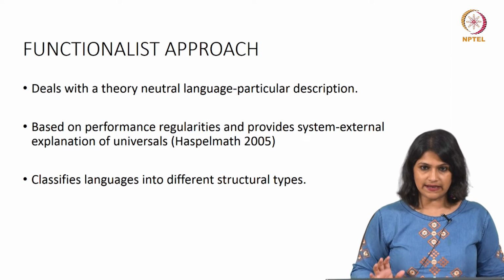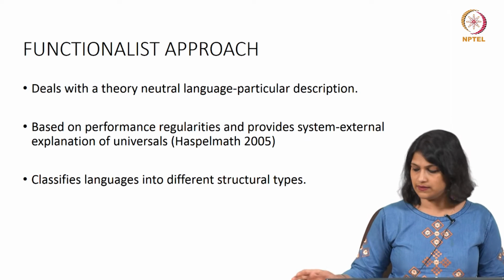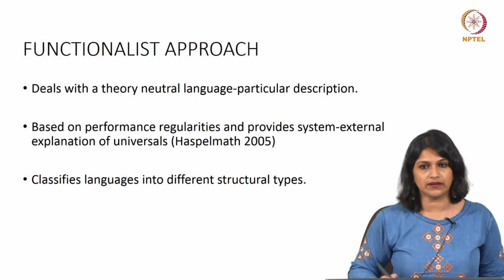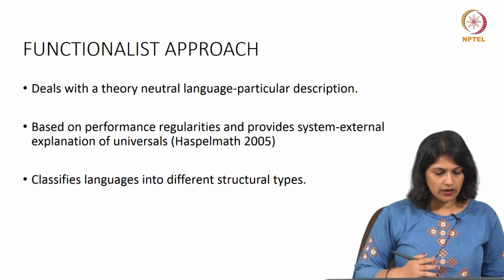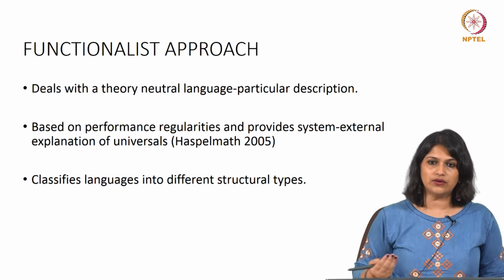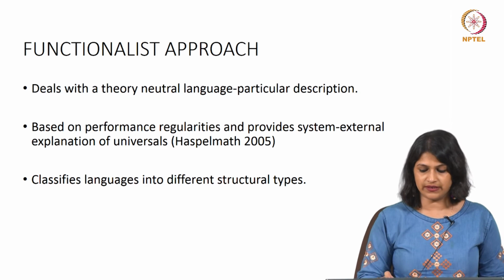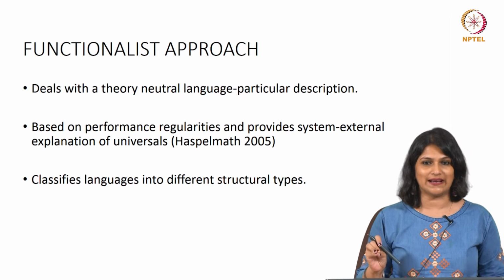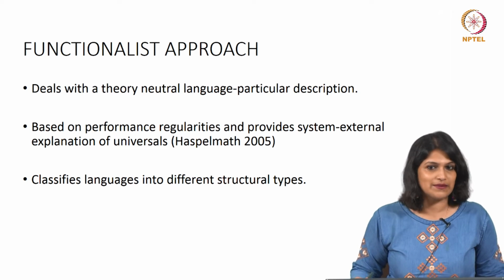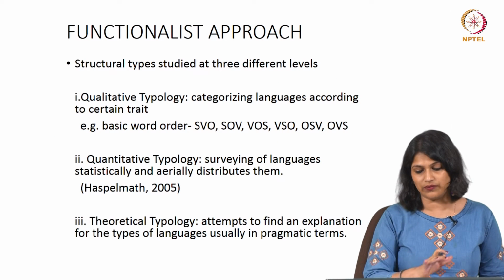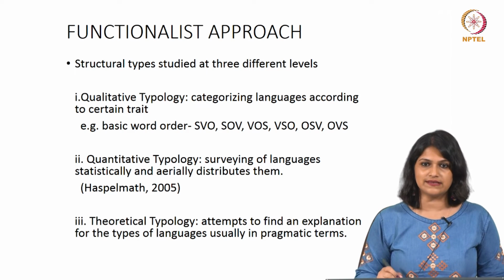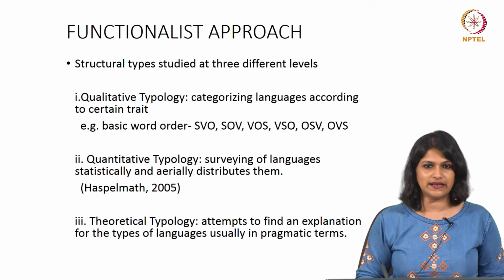To understand this, let's consider one linguistic phenomenon like word order, which I was already talking about, and we'll see how we are going to segregate languages into different structural types. Remember, typology, the root word is type, so our focus is going to be on language types. Some languages are SOV, some are SVO, some others are OSV and OVS. So there are six different patterns. This kind of research is generally done at three different levels. And what are the three different levels here?